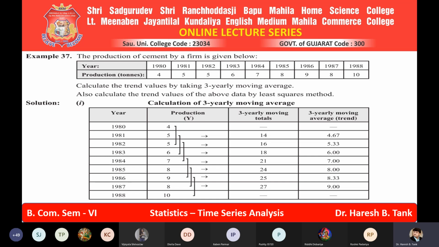What should be done next? Leaving the first element, we have to add 5 plus 6. Absolutely. Eliminate the first, and add 5 plus 6. You have to write it against the middle 5, and the total comes to 16. So 16 is against 1982. And do the same up to the last. So you will have the 3-yearly moving total elements.